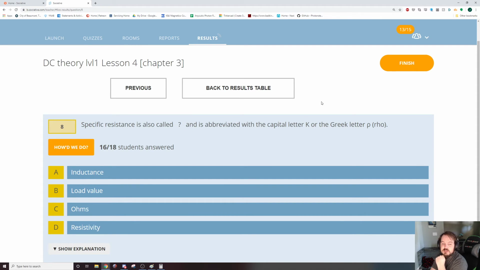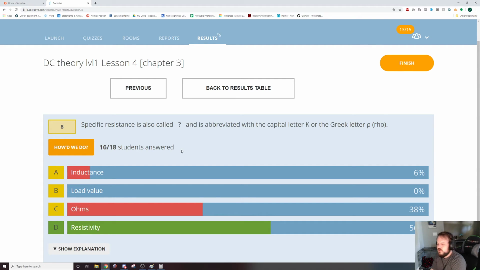And then specific resistance is also called resistivity, and is abbreviated with the capital letter K or the Greek letter rho. I think I copy pasted that letter. Rho is what it's named. And it's resistivity. We already covered what that is.